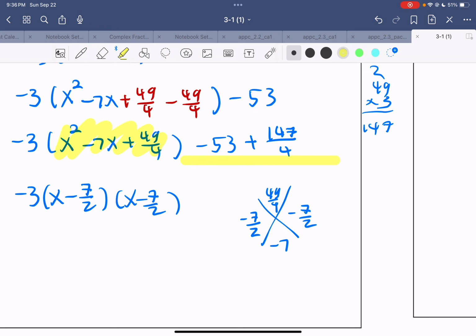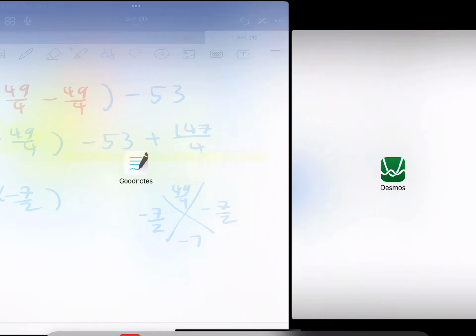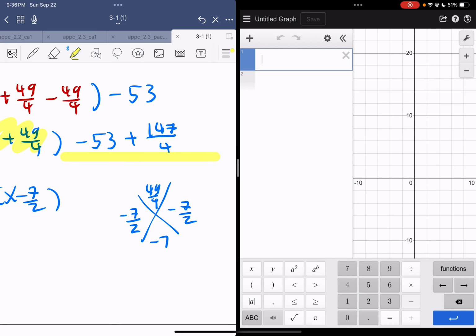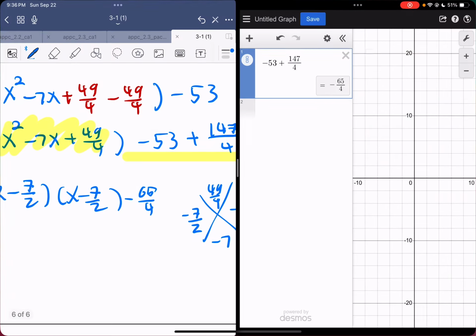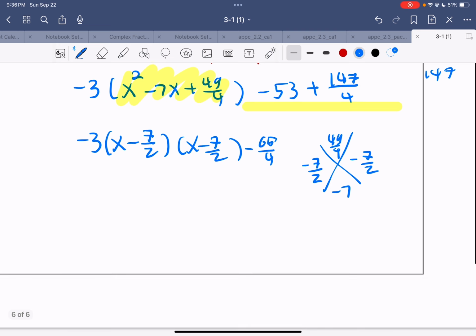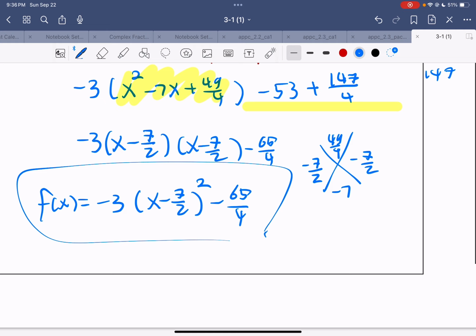Now this one, I will just put into decimals because I don't want to do this thing. Plus 147 divided by 4, so it's gonna be minus 65 over 4. Okay, so now we got this: f of x equals -3 (x minus 7 over 2) squared minus 65 over 4. That's what you're gonna get.